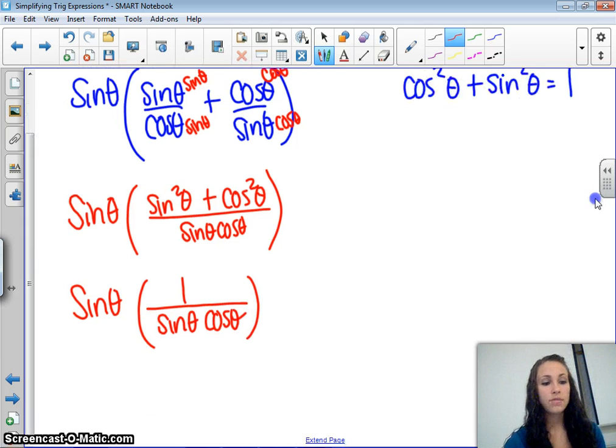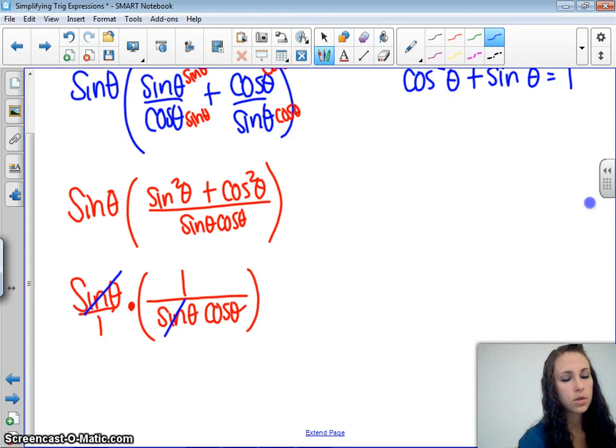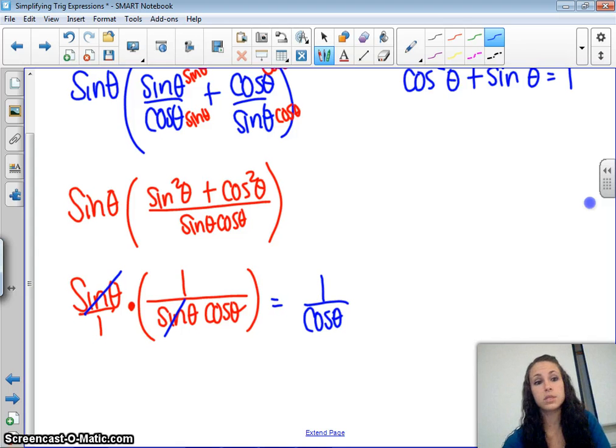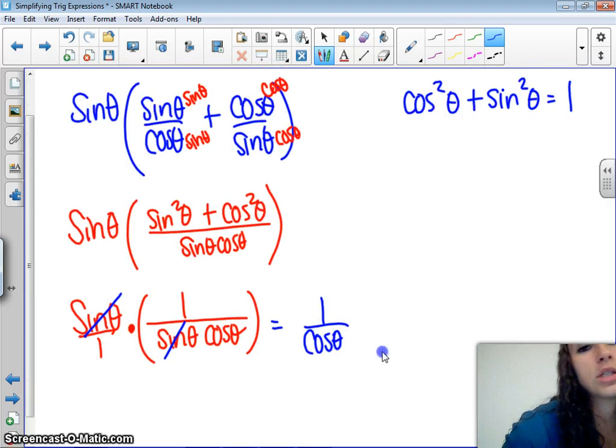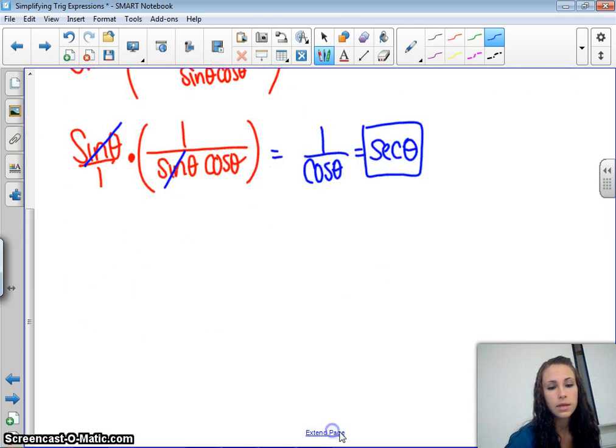And so then I have this. Now, this is like a sine over 1, so when I multiply right here, the sines are going to cancel out, and that's just going to leave me with 1 over cosine. And a lot of people will stop there and just leave it, because it's a whole lot simpler than what we started with. But you don't need to leave fractions in your problem. So I'm going to write this. I know 1 over cosine is just secant. And so I'm going to write that as secant. And that would be my final answer.